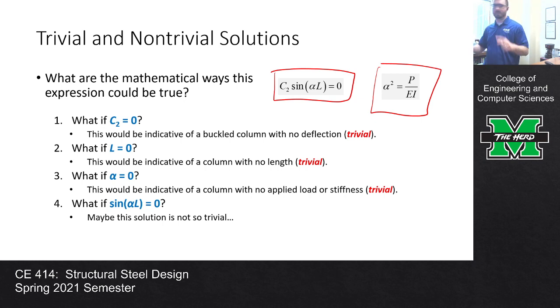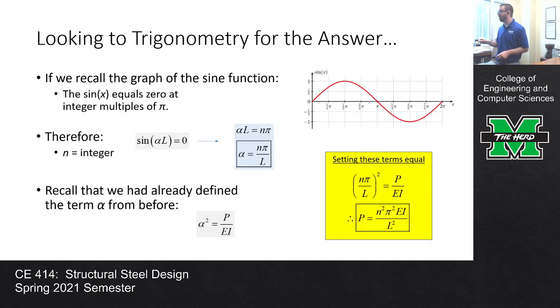But what about this? What if the sine equals 0? Not the constants, not the terms, but the actual sine function itself. Maybe that solution isn't so trivial. Now let's go back to trig. If I graph the sine function, what does it look like? It looks like that, right? When does the sine equal 0? It equals 0 here and here and here, and here, and here.